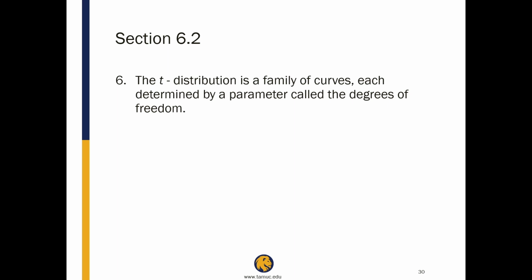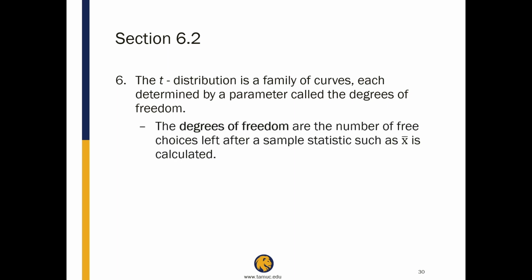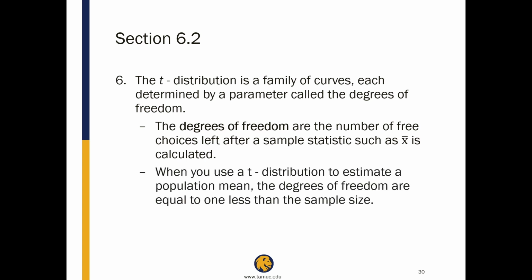So here's another new thing to talk about. The degrees of freedom are the number of free choices left after a sample statistic such as x bar is calculated. When you use a t-distribution to estimate a population mean, the degrees of freedom are always equal to 1 less than the sample size. We're going to denote degrees of freedom as df. It's equal to n minus 1.